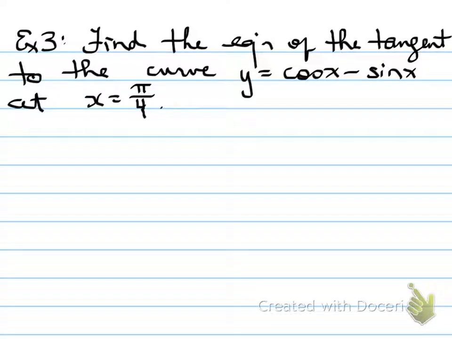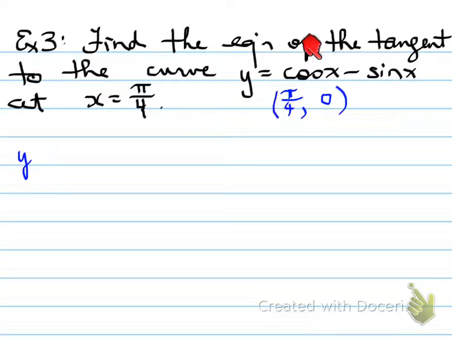Alright folks, we're back. You're asked to find the equation of the tangent to the curve y equals cos x minus sin x at the point x equals pi over 4. First thing I recommend you do, guys, is to find the actual point at x equals pi over 4. The point turns out to be (pi over 4, 0). This is worth a mark here, folks. The reason is you found the point.